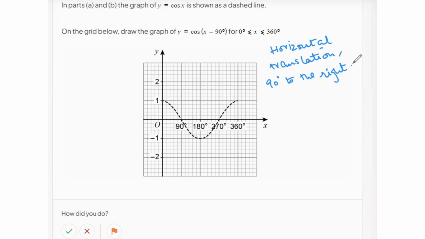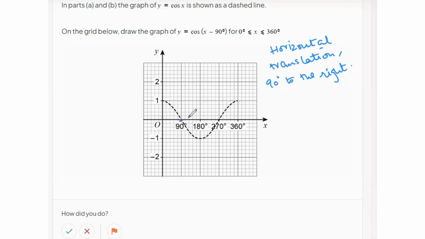The logic is the same as we did for the other functions, like the non-trigonometric functions. Something being directly added to x, you move that many units to the left-hand side. If something is being directly subtracted from x, you move that many units to the right-hand side. Since 90 is being subtracted from x, that means you will move 90 degrees to the right.